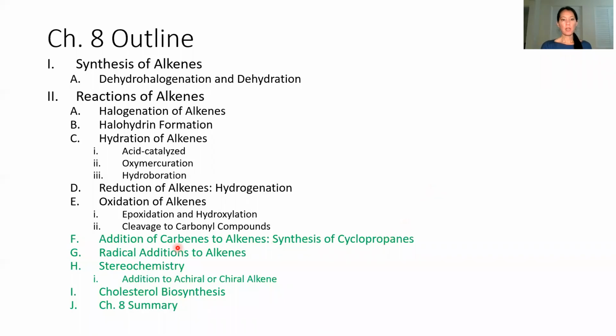Welcome everybody. In today's video, we are going to finish up chapter 8. So let me share my screen. We are going to cover carbenes, radical reactions to alkenes, and then cover a little bit about just overall stereochemistry of alkene reactions. Then there's going to be a brief summary, just because we've covered a lot of different types of reactions with alkenes.